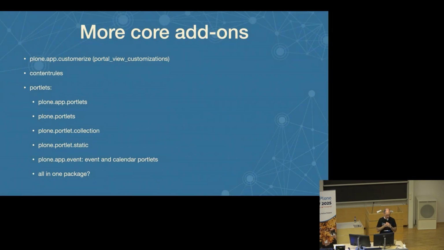Yeah, we'll do more core add-ons in Plone 6.2. At least there are some candidates that we could move to core add-ons. So again, that's some packages that are pulled in by CMFPlone currently, but that are not really needed by all Plone sites. We moved them above Products.CMFPlone. For example, plone.app.customize, that's used by the portal view customizations tool. If you don't know it, okay, please don't use it. You should not be using it.